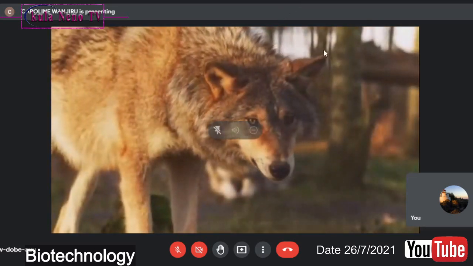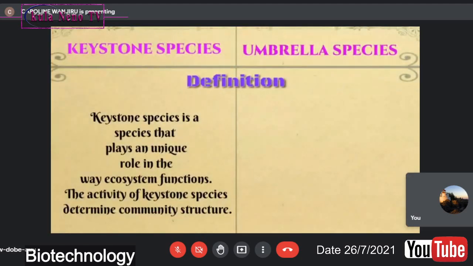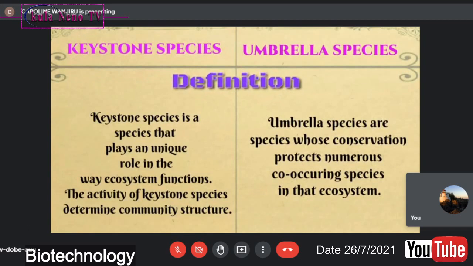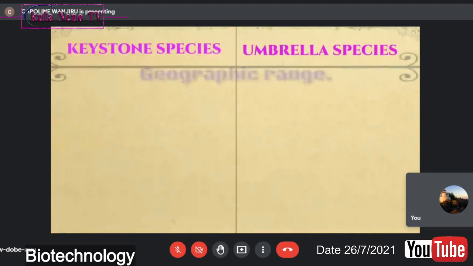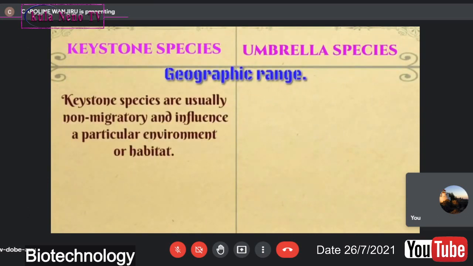Both keystone species and umbrella species have some similarities as well as differences. Let's take a look at the difference between keystone species and umbrella species in this video. So who first coined the term keystone species? It was Robert T. Paine, an American ecologist. He first coined this term. The term umbrella species was coined by Wilcox in the year 1984.